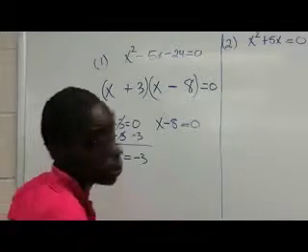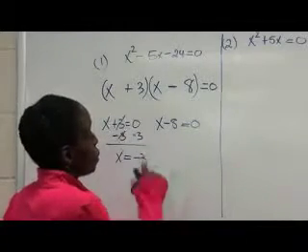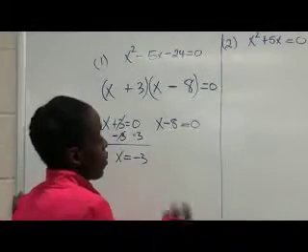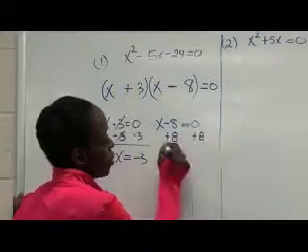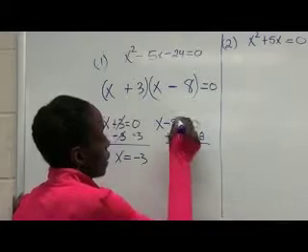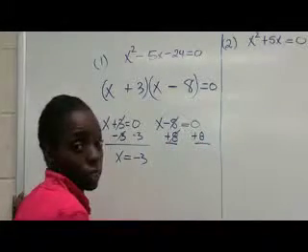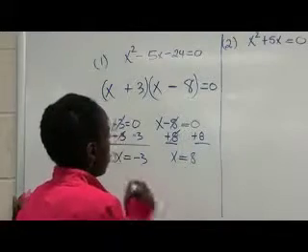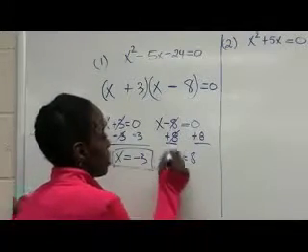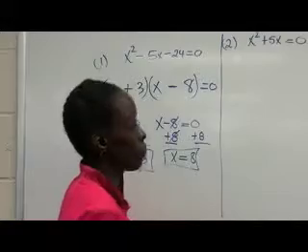So that's one solution. Now for this one, since we're subtracting from x, we're going to add 8 to both sides of the equation. Negative 8 and positive 8 gives us 0, and x is equal to 8. So these are our solutions to this equation.